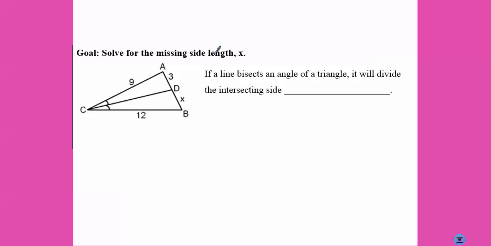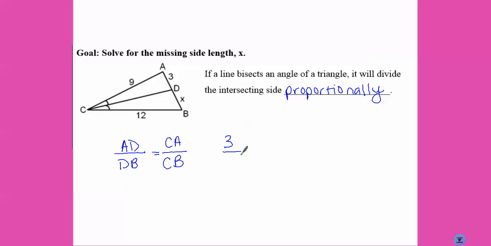Our final rule for today: if a line bisects an angle of a triangle, it will divide the intersecting side proportionally. So let's find the missing side length x. So what this is saying is this line bisects angle C into these two smaller pieces. Therefore, AD over DB must equal CA over CB.